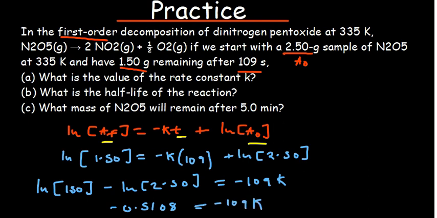If you want to find the value of k, we would have to divide by the negative 109 on the other side. So the answer becomes a positive value, where now our k becomes equal to 0.00469. So that is the value of our constant k.